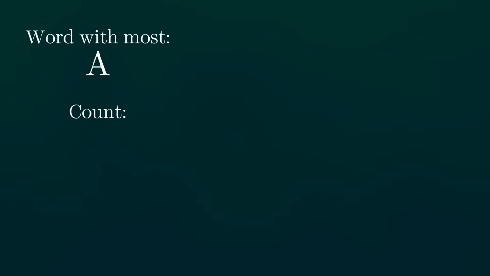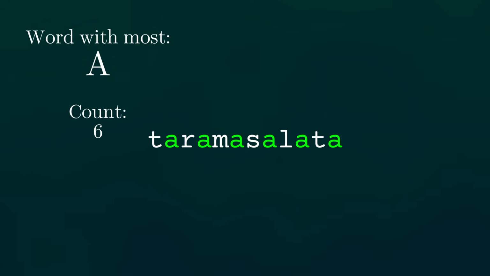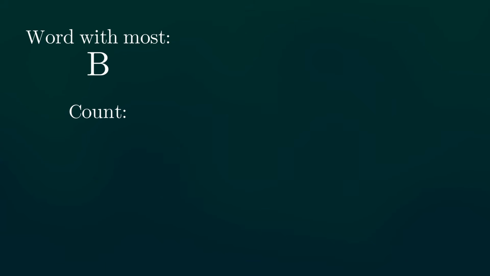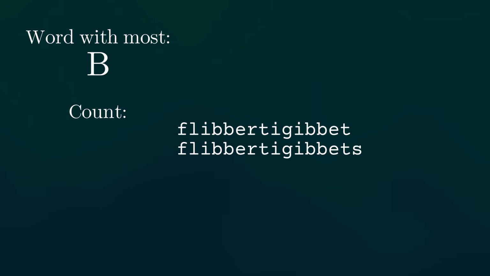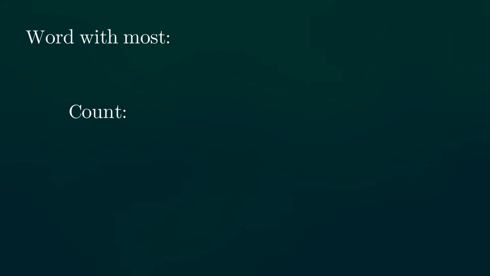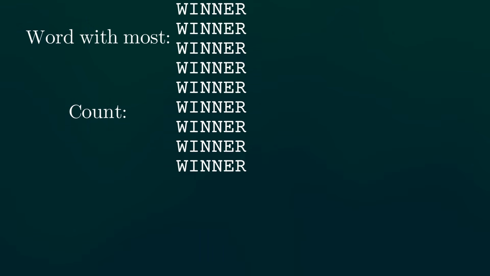So let's see what words win. The word with the most A's is teramasalata, with 6 A's. The word with the most B's is a tie between flibberty-gibbet and flibberty-gibbets, with 4 B's each. There will be a lot of ties from now on, and if there are more than 10 winners, I'll just show the list of them instead of pronouncing all of them.